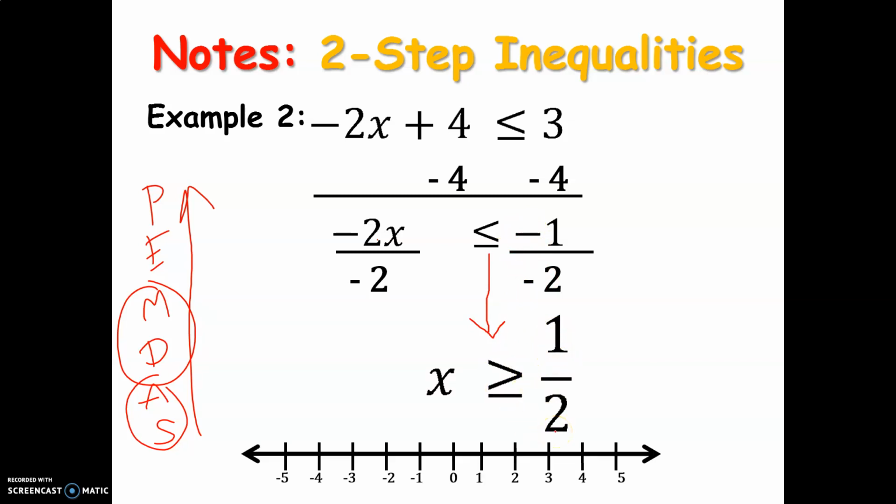On the number line, we put a closed circle at 1/2 because it can be equal to 1/2, and we shade to the right.